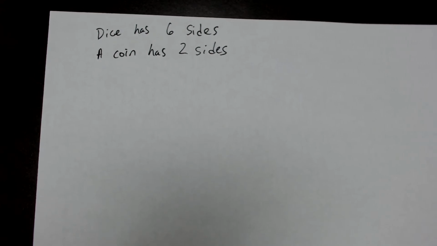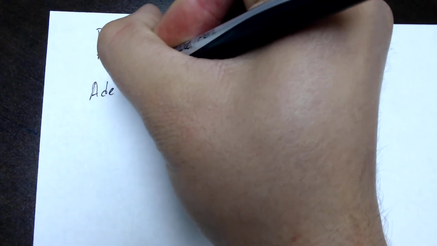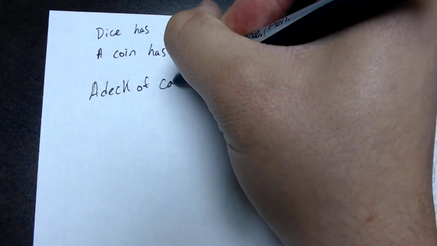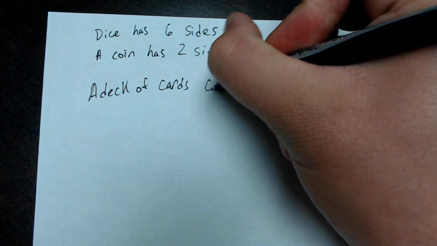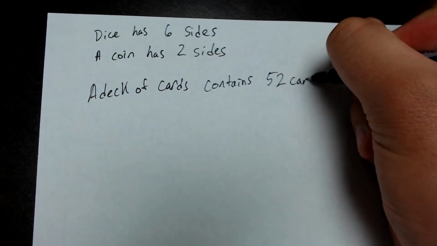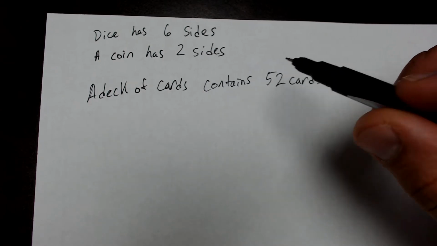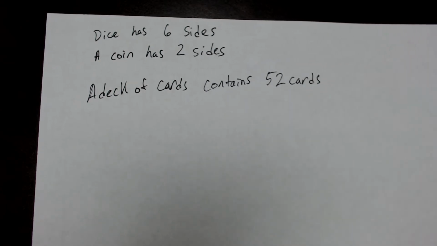Next 2 bits of information, a little bit more obscure, but it has to do with a deck of cards. A deck of cards contains 52 cards. The reason why I'm bringing this up is because every time I teach probability, it seems like the textbook, no matter which one we use, is always going to bring up a dice, a coin, or a deck of cards. Now, a deck of cards has 52 cards. Now, a deck of cards gets a little bit tricky.